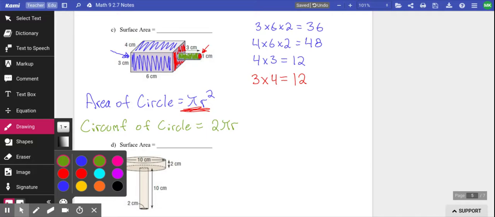You could also do pi times diameter. Right? Because 2r would give you the diameter. It's doubling it for you. So for us, the circumference of this circle would be pi times 1, which is just pi.